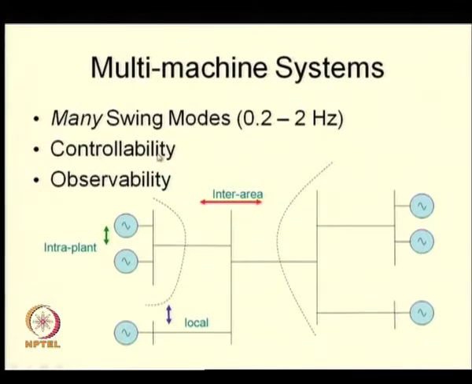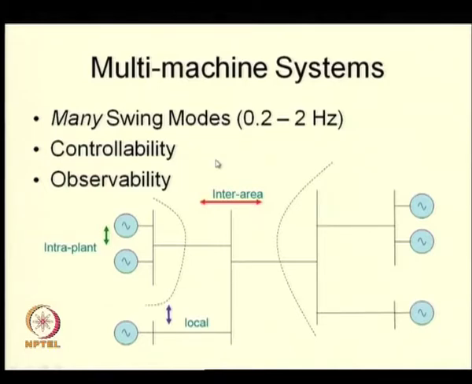All swing modes may not be controllable by using a single controllable device which is present at a certain geographical location. That is an important point which you should remember. The second point is observability. By taking local measurements, another problem you may face when trying to damp out swings, say in a remote location within the transmission system, is that the signals you are going to use should have observability of the swing modes which you intend to damp.